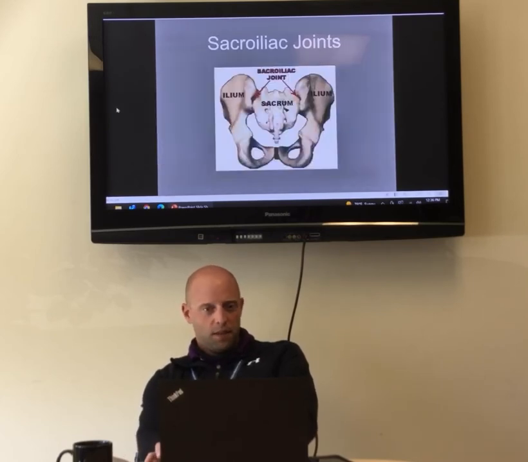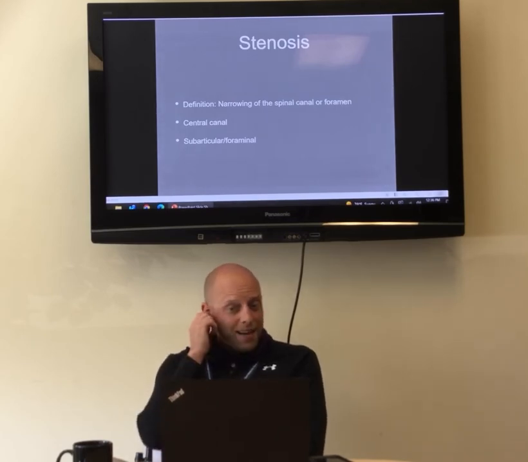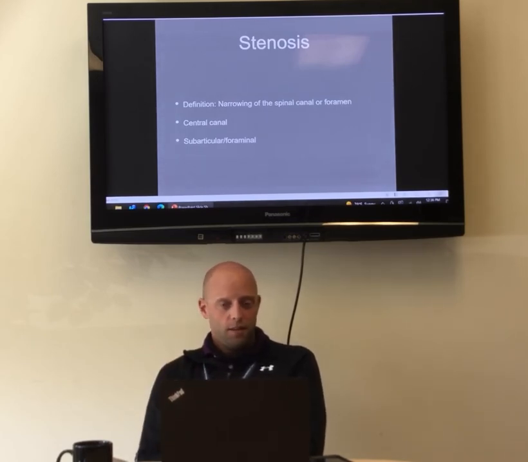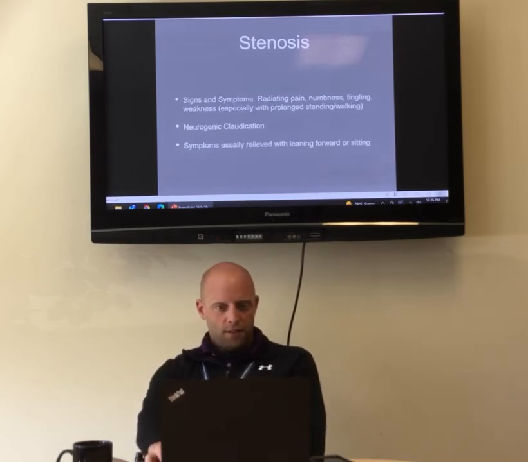It could be severe injury. And then we'll talk about stenosis. This is the narrowing of the spinal canal or the foramen that we talked about. You have your central canal and then your subarticular and foraminal regions off to the side.